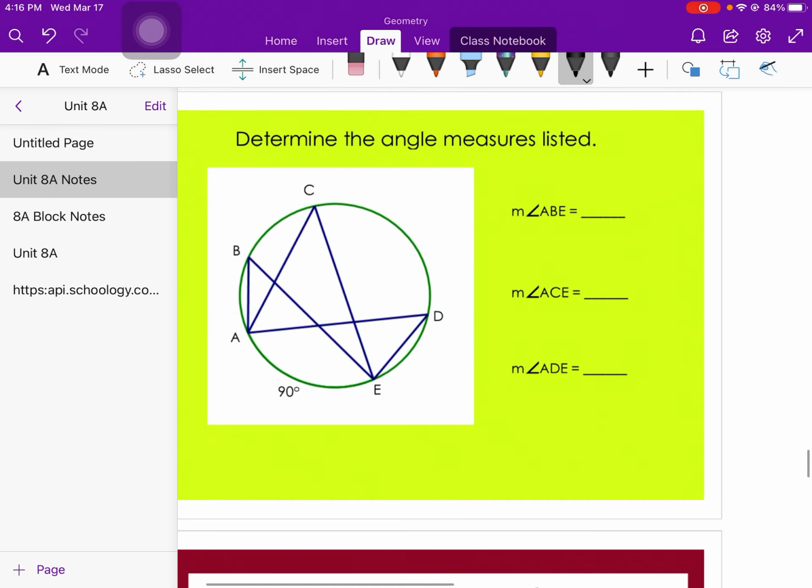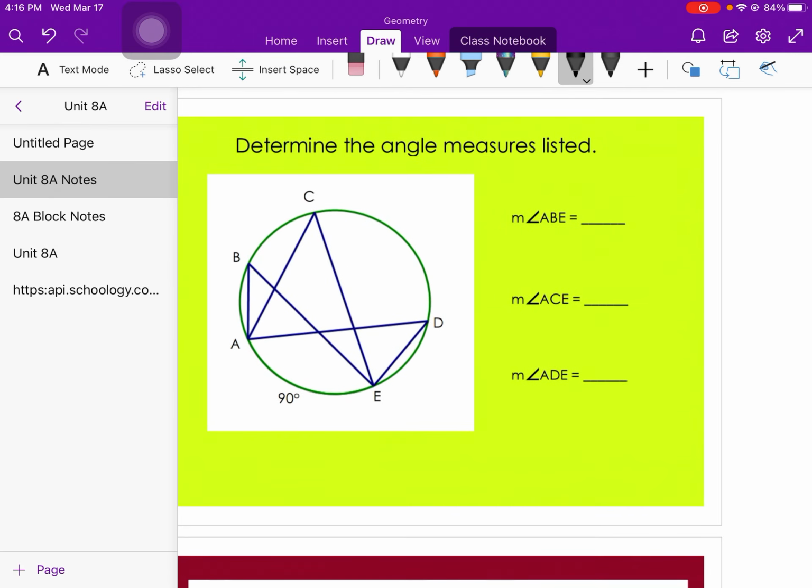This one is a little more complicated just because there's more pieces going on. Determine the angle measure listed. So we want to start with ABE. That's this angle right here. So if this is 90 degrees from here to here, and that's an inscribed angle, it's going to be half that size. So we're going to take 90 divided by 2, and that gives us 45.